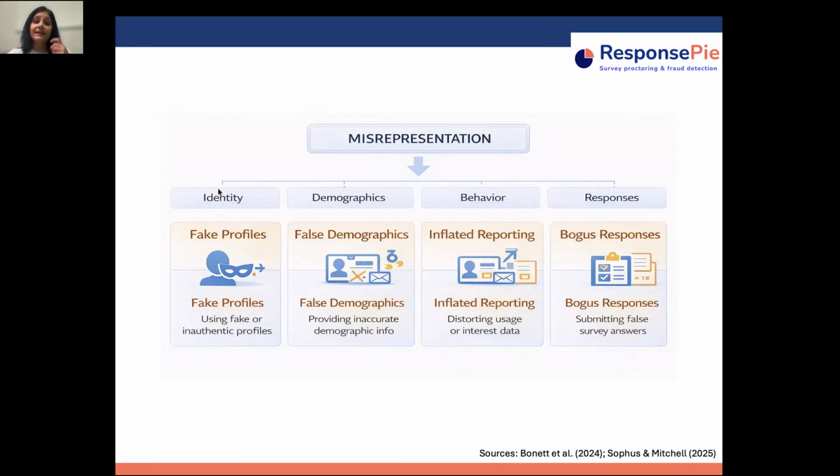They may also provide inflated responses. So they may exaggerate their behaviors from the past, their experiences, their qualifications even. An example may be that they could claim to use a product very frequently just so they can take a survey. They may provide bogus responses. So, they may provide fabricated, random, non-genuine responses to survey items.